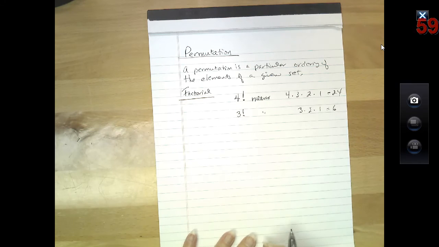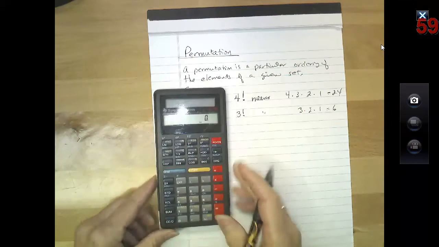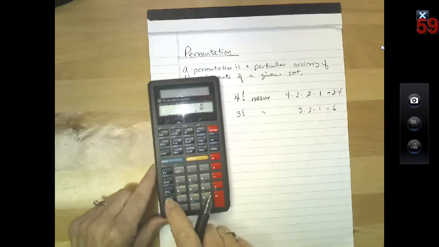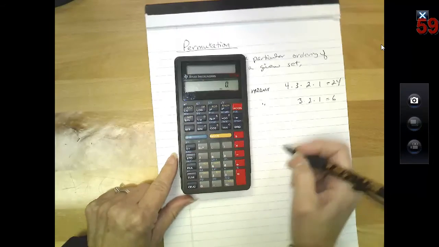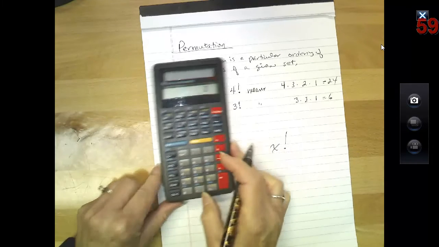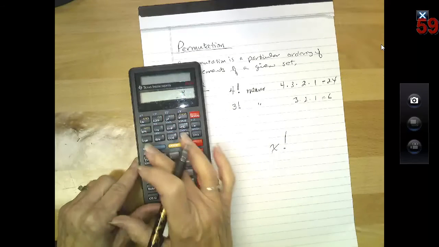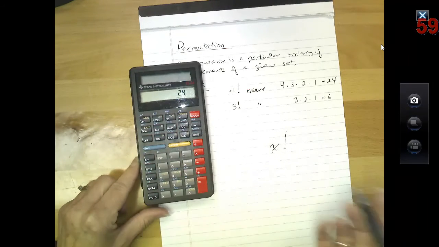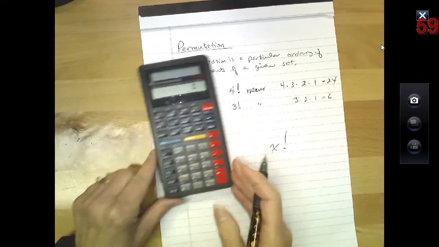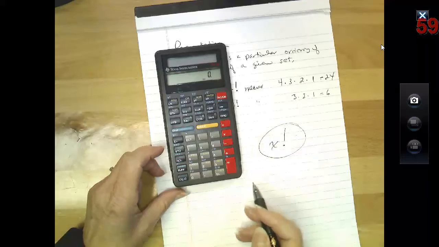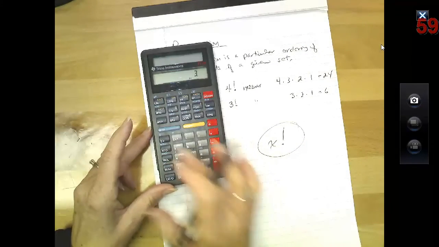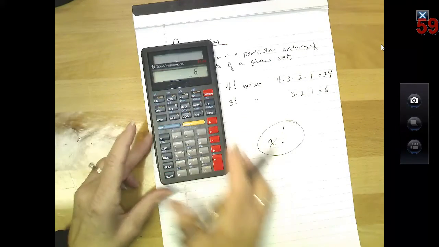So that's a 6. Okay, there is a key on the calculator, if I can find it. Let me try it and see if this will work right here. On mine, there's a little X with an exclamation point on it. So we'll see if that works. 4, second, factorial is 24. So it does work on mine. It's right here, X factorial is what the key looks like. You've got a 3, second, factorial is 6.